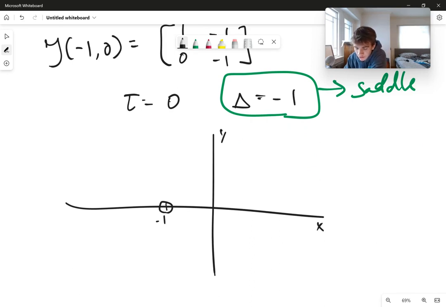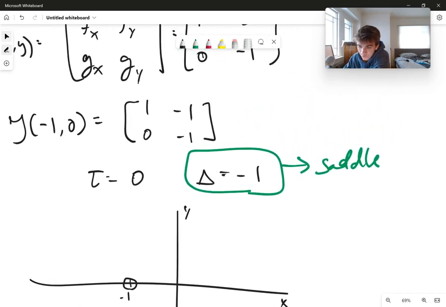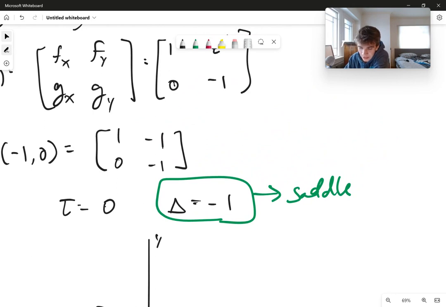And now I'm essentially going to have something that looks like a saddle near negative 1. I can go ahead and actually try and solve for the eigenvalues. The eigenvalues of this matrix are going to sum to 0 and multiply to negative 1, so I know that the eigenvalues are plus and minus 1.